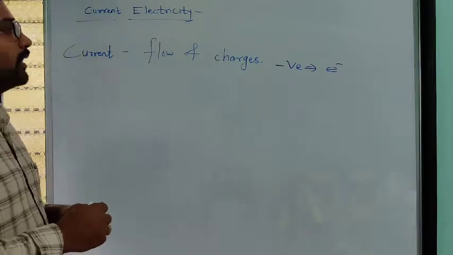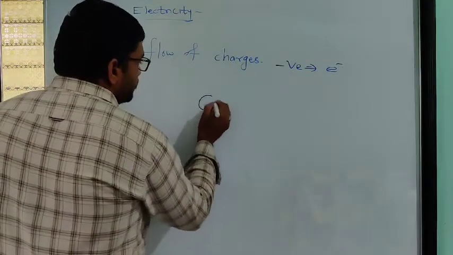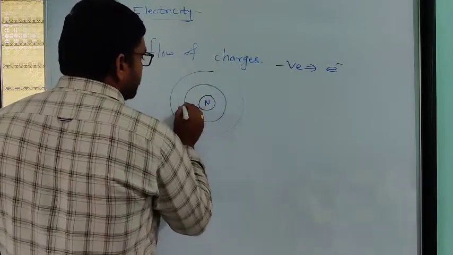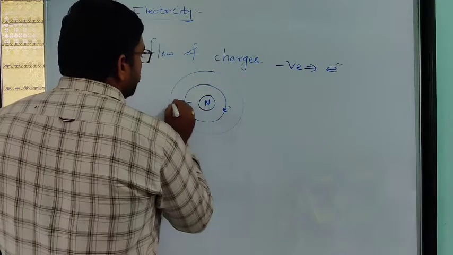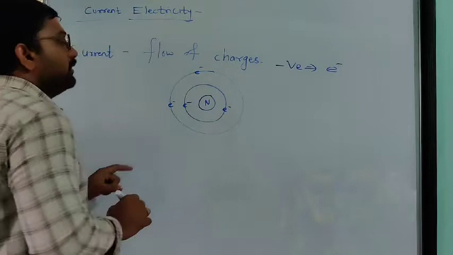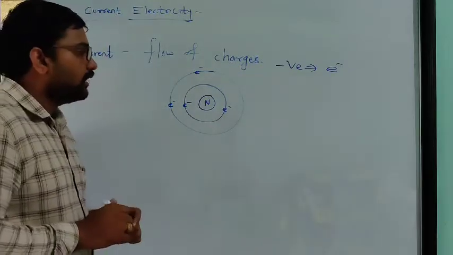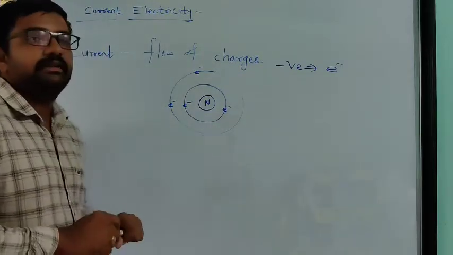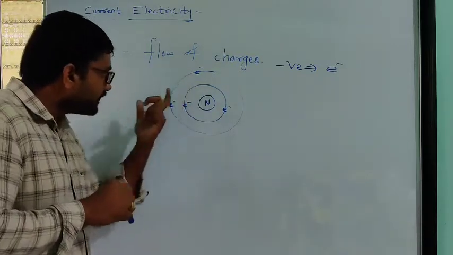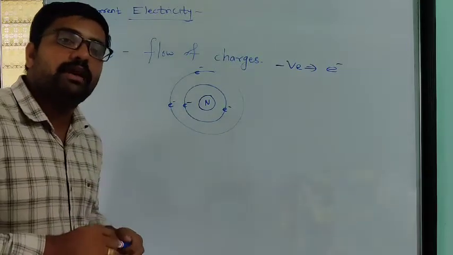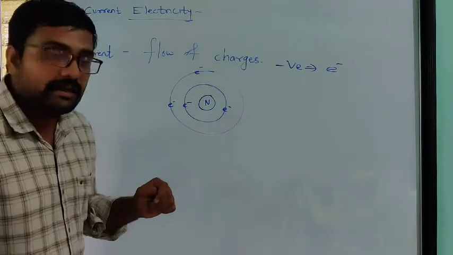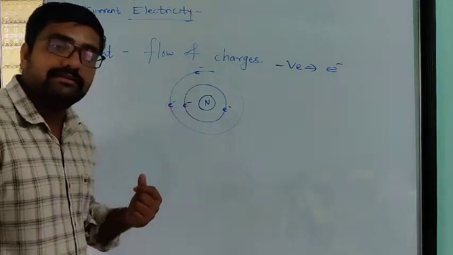If you see the atomic structure of an element, suppose this is the nucleus, this is the first shell, and only 2 electrons are present in the first shell. Then up to 8 electrons are present in the second shell of an atom. The electrons present in the outermost shell of an element are called valence electrons, and that shell is the valence shell.